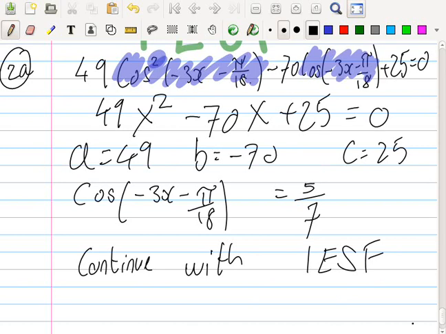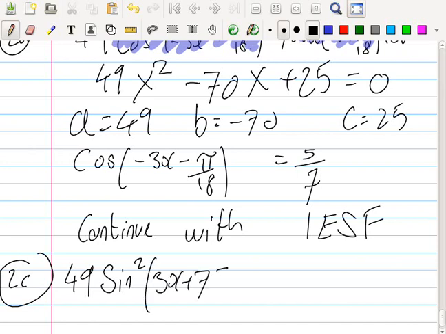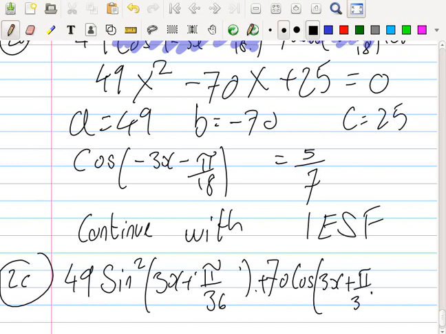So the next thing is, if you were to look at, for example, 2c, you would get 49 sine squared 3x plus 75 degrees. Sorry, I'm getting muddled up. It's 49 sine squared 3x plus pi over 36 plus 70 cos 3x plus pi over 36 minus 74.